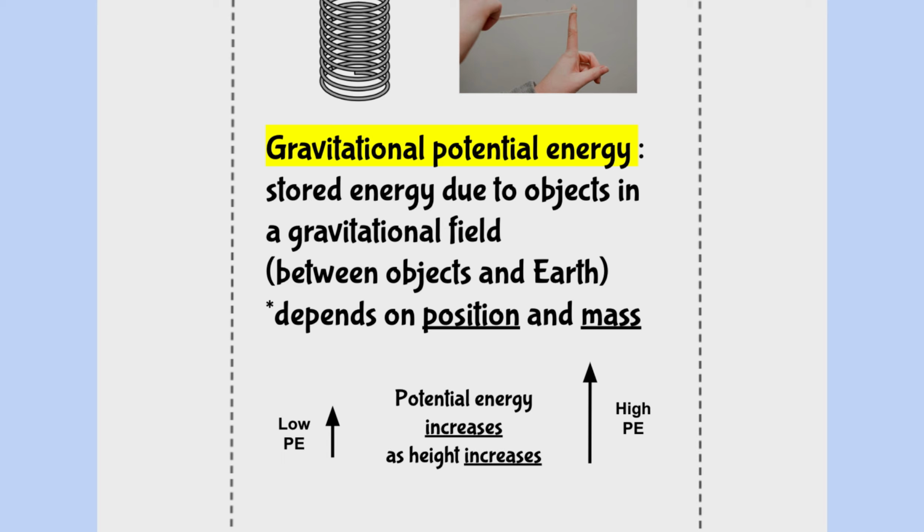Continuing on, we talked about gravitational potential energy, which is the stored energy due to objects in a gravitational field, such as any object here on Earth. So there are two things that this gravitational potential energy is going to depend on. One of them is position, where is it located, and the second one is mass. So this first one we have, if something is down low, it has low potential energy. But if we raise it up high to a higher position away from Earth's surface, the potential energy will increase as we increase that height.